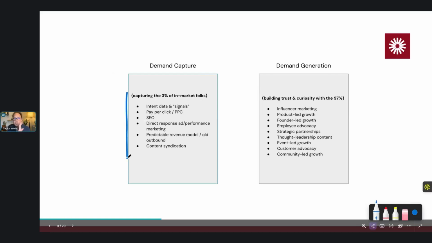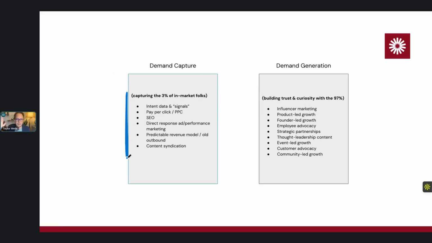All these channels are super competitive. SEO, pay-per-click, intent. Everyone has intent signals. Every one of your competitors is using 6sense or Clay or whatever. They're all doing direct response ads. They're all doing predictive revenue outbound. They're all doing content syndication. So it's all super competitive too. Not only is there a small market that's there, but everyone's trying to get it. So it's a much harder place to play.